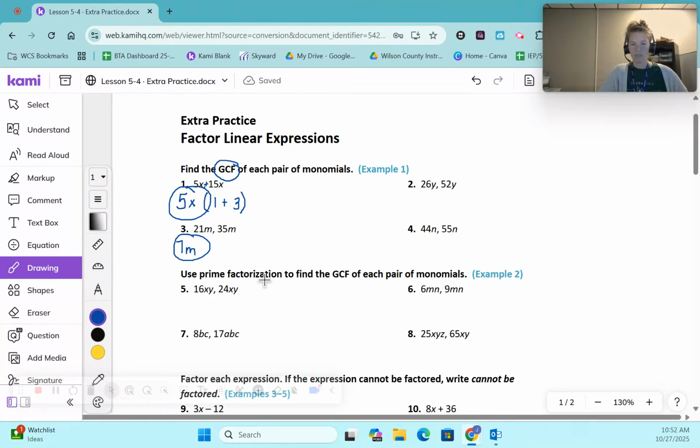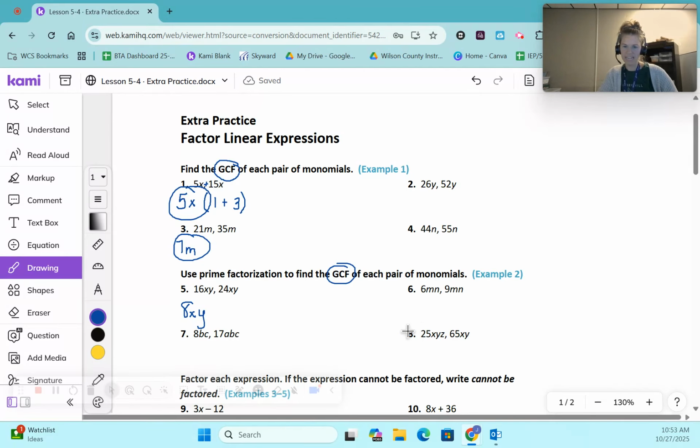Okay. This one says we're again finding the GCF. It says use prime factorization, but we're just factoring out. So the numbers that go into both 16 and 24: since 16 doesn't go into 24 evenly, 8 goes into both of those. And since they both have the same variables, x and y will both be factored out of them. So 8xy is our greatest common factor between these two terms.